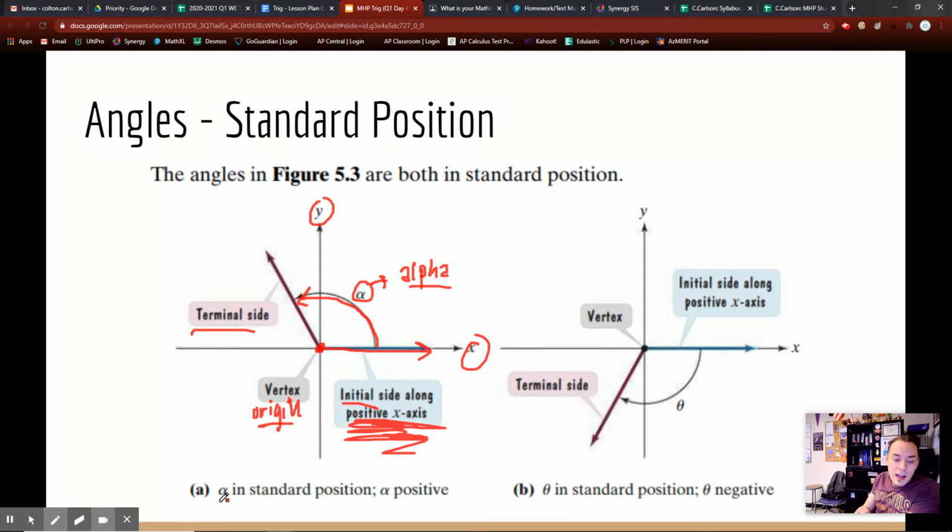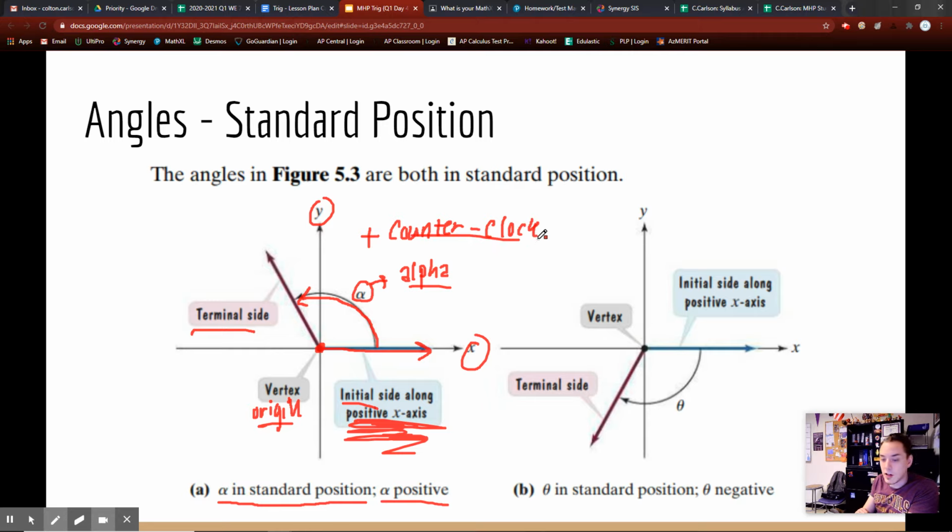So our alpha, or theta, angle measure, whatever that is, it doesn't matter what I name it, it could be theta, it could be alpha. But in this case, our alpha measure is in standard position, and alpha is also positive. It is positive because it is going counterclockwise.